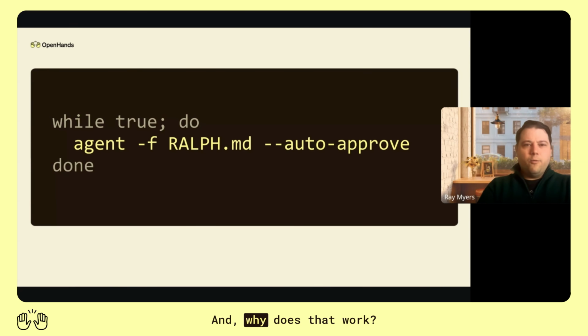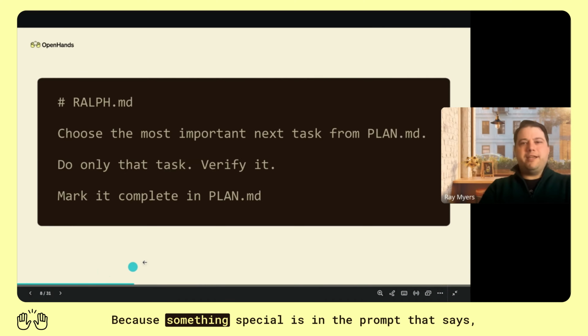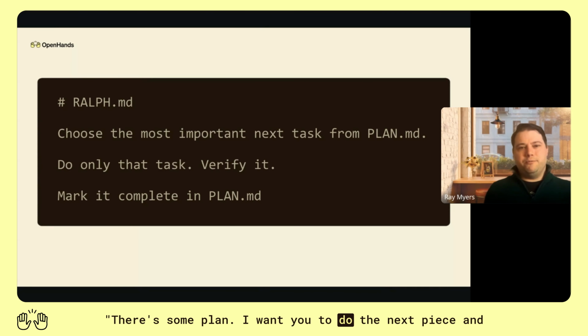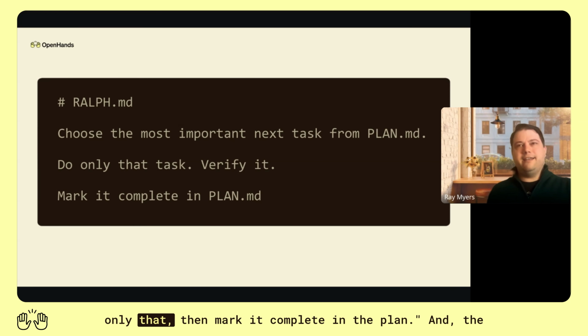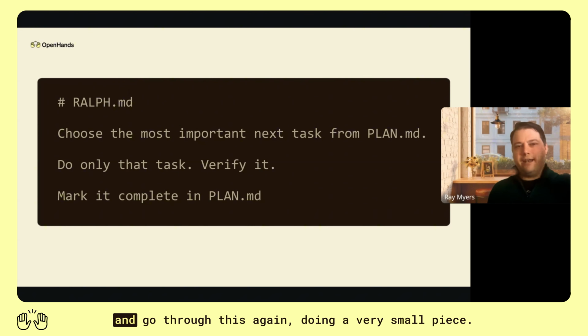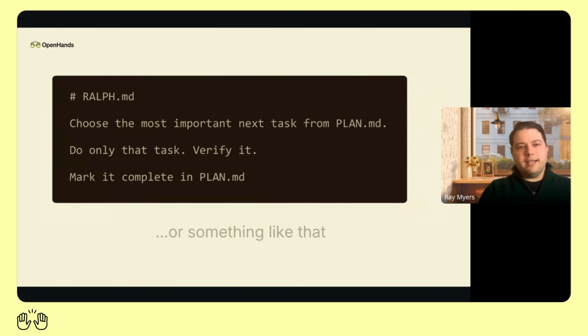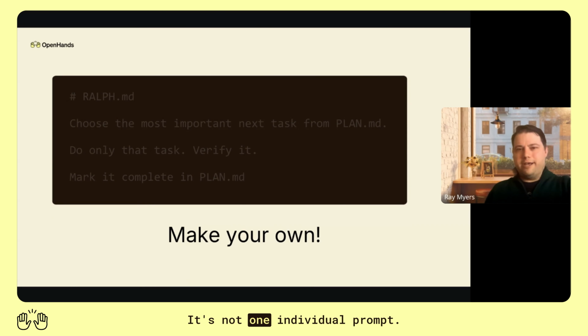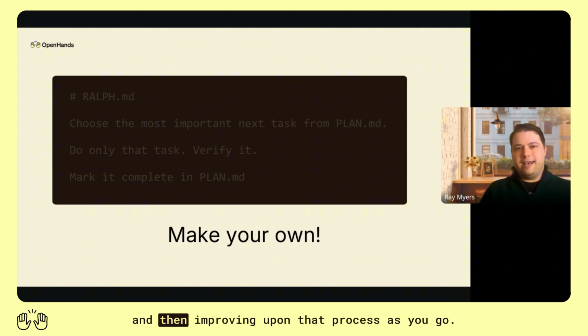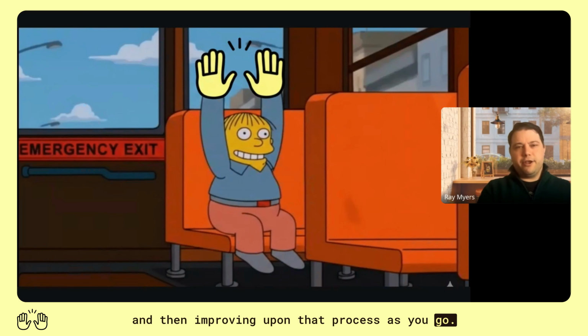And why does that work? Well, because something special is in the prompt that says there's some plan. I want you to do the next piece and only that, then mark it complete in the plan. And the agent will come next time and go through this again, and again, doing a very small piece. So your prompt may start like that, but the idea is to make your own. It's not one individual prompt. It's a matter of watching what the agent does and then improving upon that process as you go.